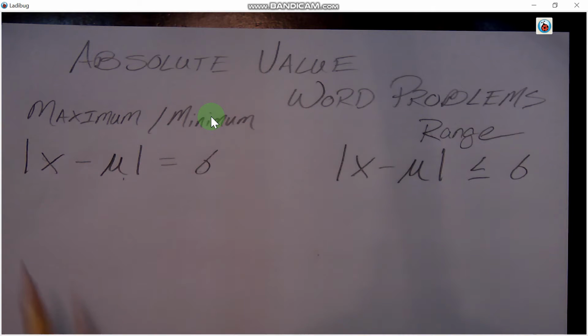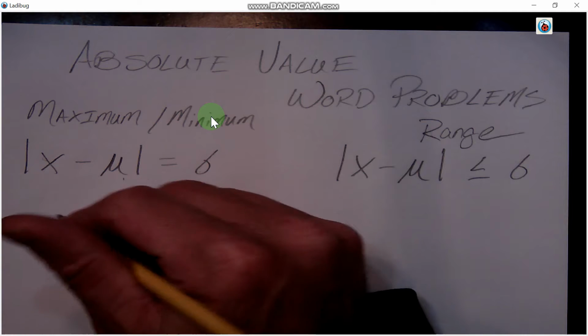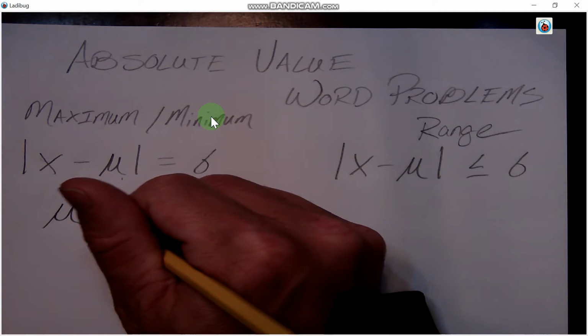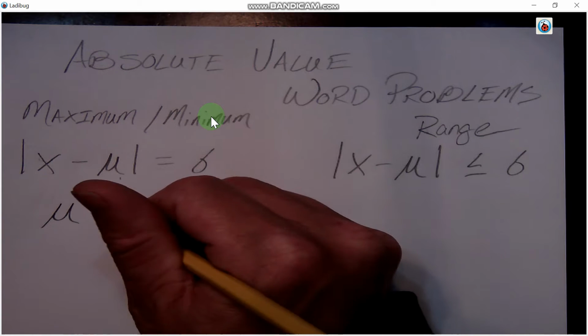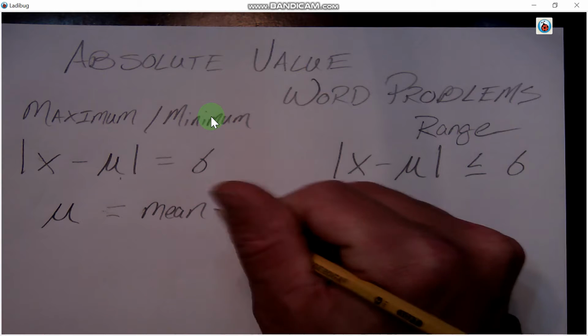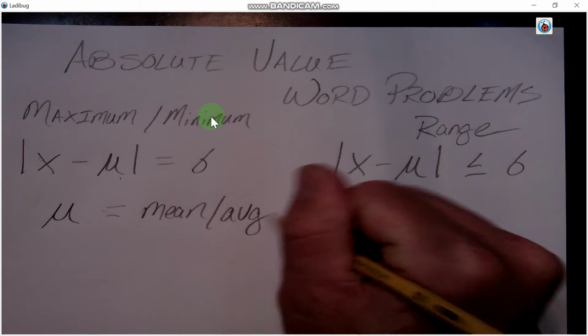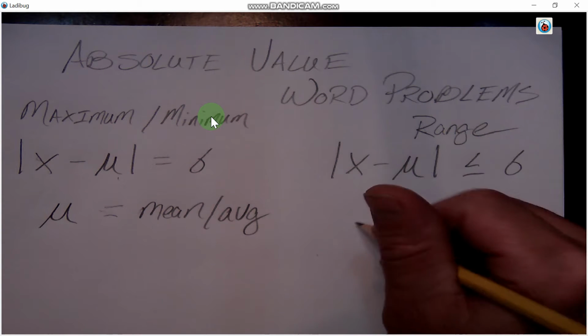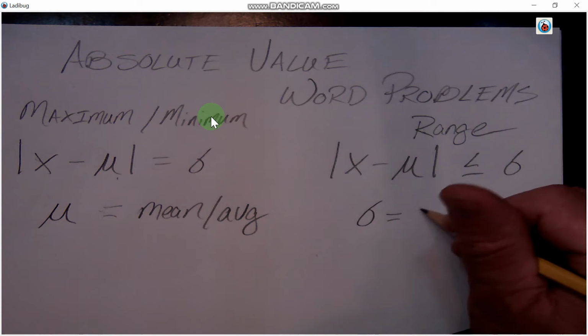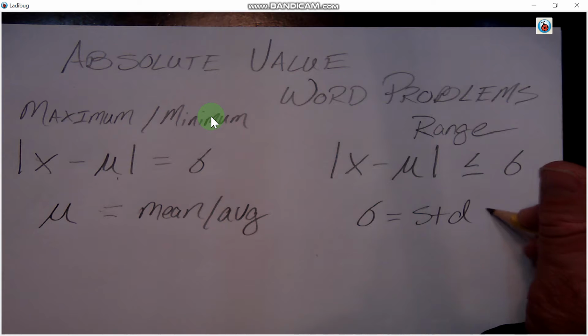Let me tell you what these symbols mean. Mu is a fancy symbol for mean, which is the average. And sigma is a symbol for standard deviation.